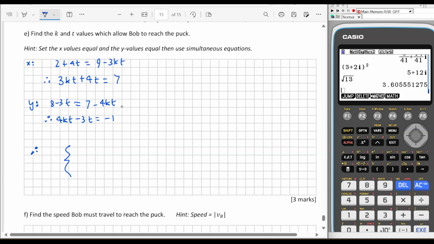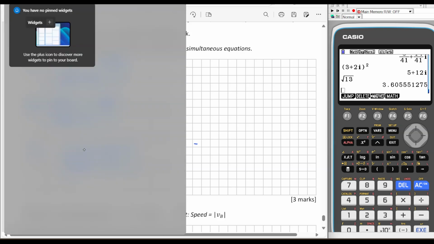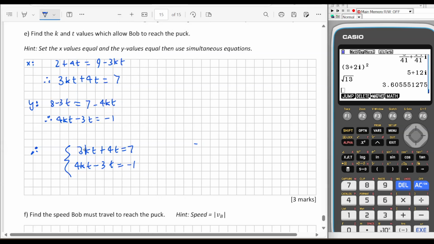Okay, so therefore we have some simultaneous equations. The top one is 3kt plus 4t is 7, and the bottom one is 4kt take 3t is minus 1. Now, I don't want you to worry too much about these simultaneous equations. They look horrible because there's a kt term, but remember, solving simultaneous equations, you're just looking for two unknowns. One of our unknowns is t, and the other one is kt. So it's just like solving normal equations.